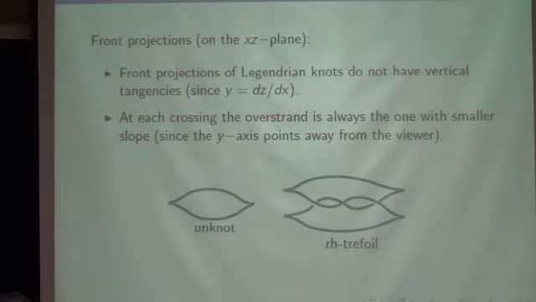And since we're looking down the y-axis, the overstrands are always the ones with the smaller slope. These ones will always be over because we're always imagining the y-axis is going into the board. So here are two examples of front projections of knots. We have an example of the unknot, and an example of the trefoil. This is the right-handed trefoil.